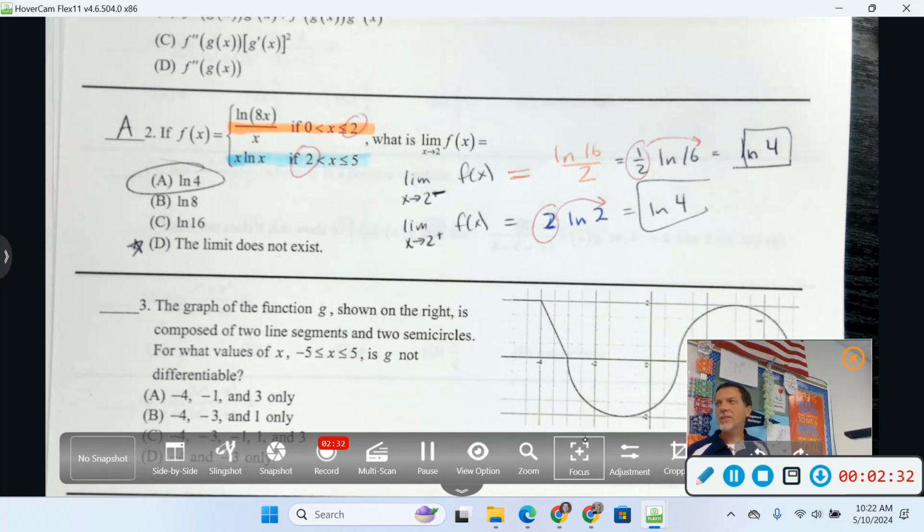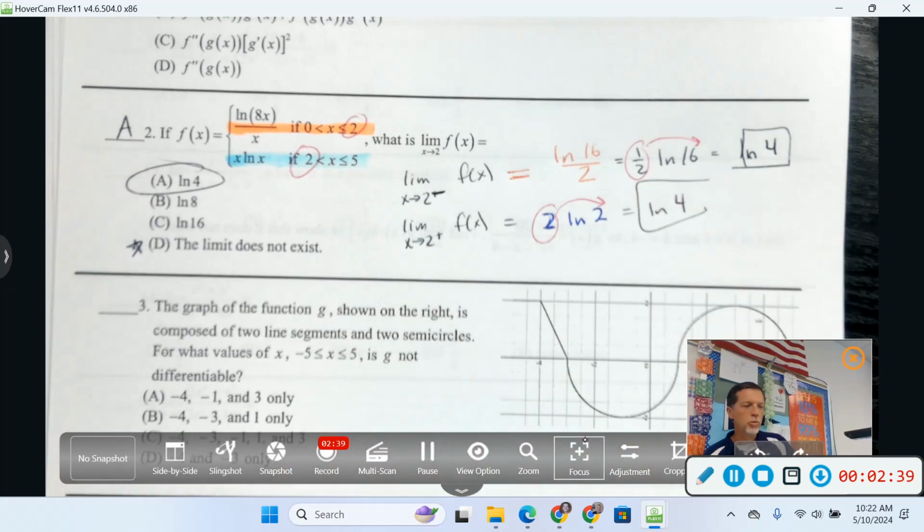That was a tricky one, because there was some concept stuff going on about left and right and limits, but then just some algebra stuff of rules of logs.